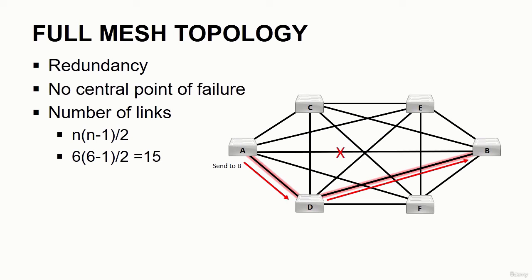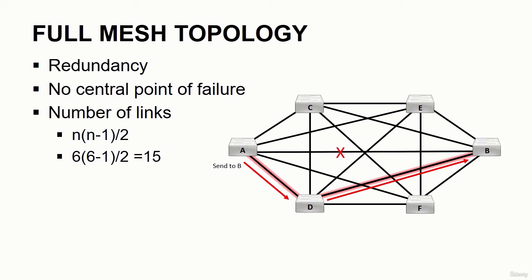For example, if the direct link between host A and B fails, traffic can take another path, such as going through node D. Now, the cost of this redundancy is going to be the cost associated with the increased number of redundant links and the redundant interfaces. There is a simple formula you can use to calculate the number of links required to build a full mesh topology. And the formula, as you see here, is n multiplied by n minus 1 divided by 2, and n represents the number of nodes. So in this example, we have 6 nodes, and if you run 6 through the formula, you'll find you'll need 15 links to connect all those nodes in a full mesh.